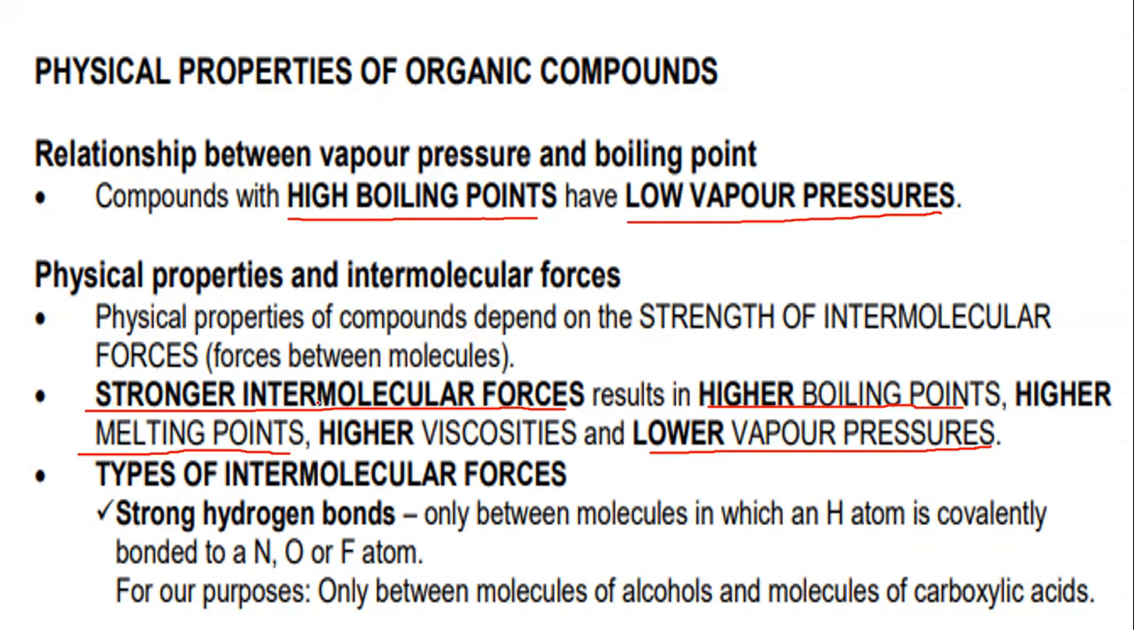If the intermolecular forces are strong, the boiling point will be high, melting point will be high, but the vapor pressure is going to be low. The opposite is true, my dear learners. The weaker the intermolecular forces, the lower the boiling point, the lower the melting point, but the higher the vapor pressure. So remember that the opposite is true.